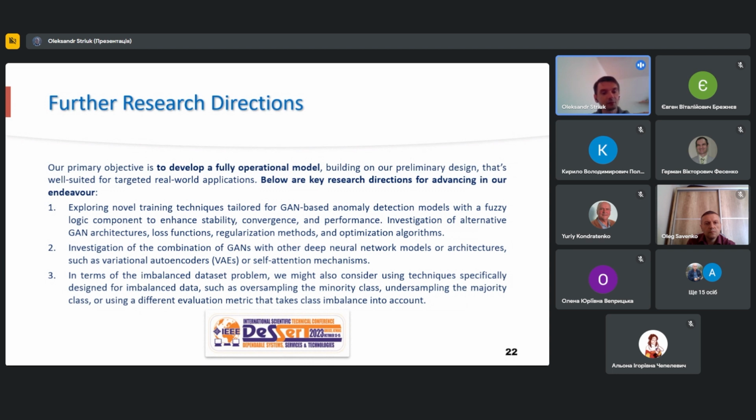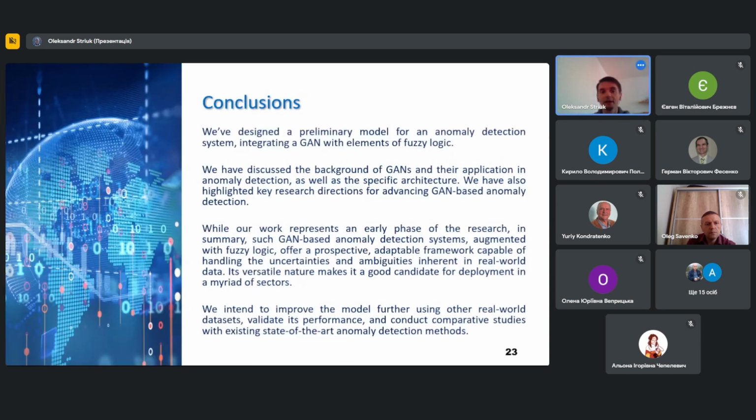Third, in terms of the imbalanced dataset problem, we might also consider using techniques specifically designed for imbalanced data, such as oversampling the minority class, undersampling the majority class, or using a different evaluation metric that takes class imbalance into account. Conclusions. We've designed a preliminary model for an anomaly detection system integrating a GAN with elements of fuzzy logic.